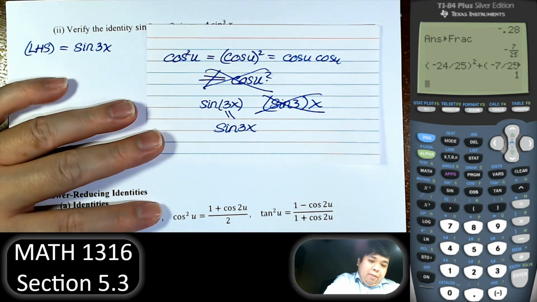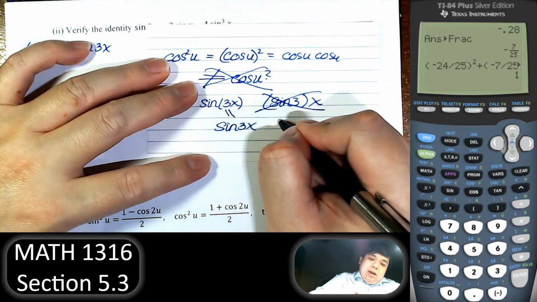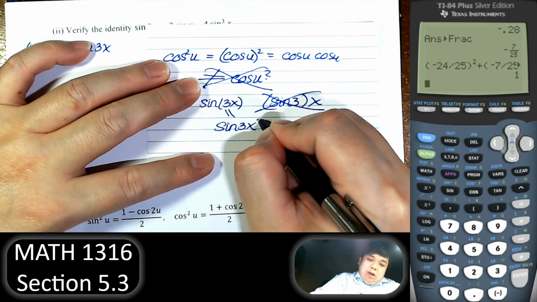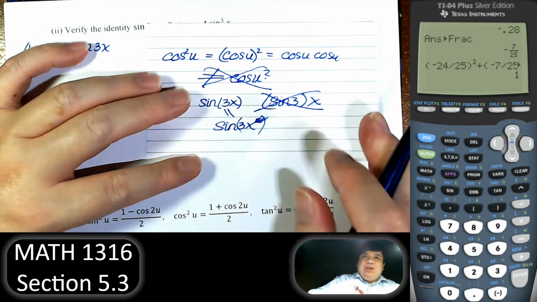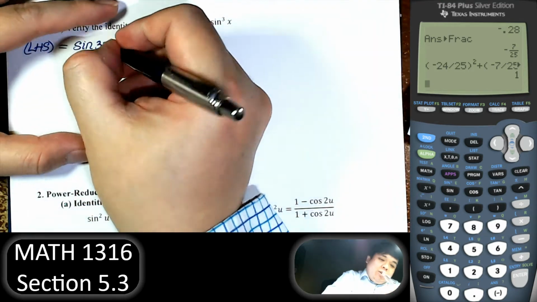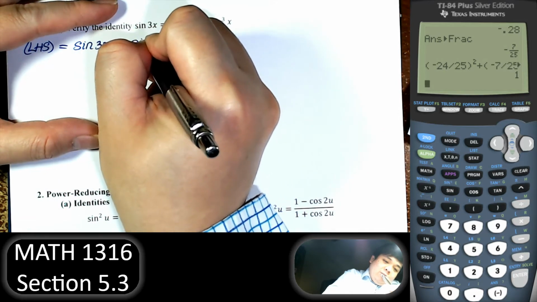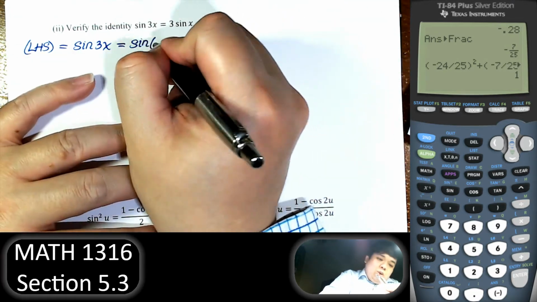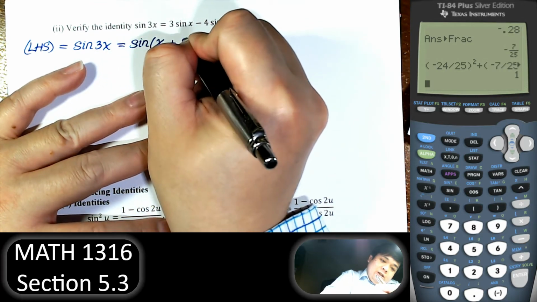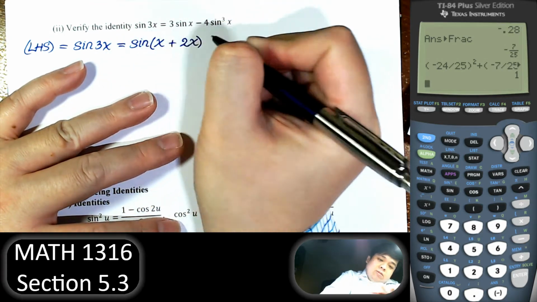Usually when we write sine of 3x, it is equal to this and not that. And even if we put the square here, that means this. Okay, that's a different story though. Right, so sine of 3x means we have 3x in the parentheses. 3x, we can say x plus 2x.